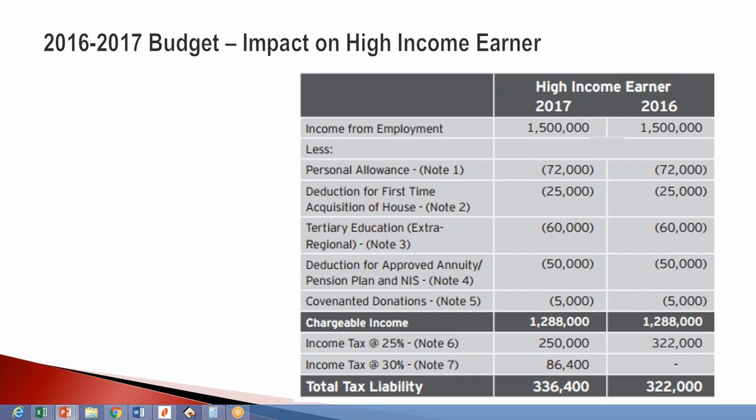But here's a simple tax return form. You're saying that the income from employment is actually $1.5 million. You take off your personal allowance of 72. You deduct your first-time homeowners, 25,000. You deduct the tertiary education, $60,000. You have to have somebody in school, of course. You deduct your approved annuity up to a maximum of $50,000, which your national insurance included. And then, of course, you have a covenant, which is 15%, but you only paid 5%. You can only claim what you have paid into the covenant.